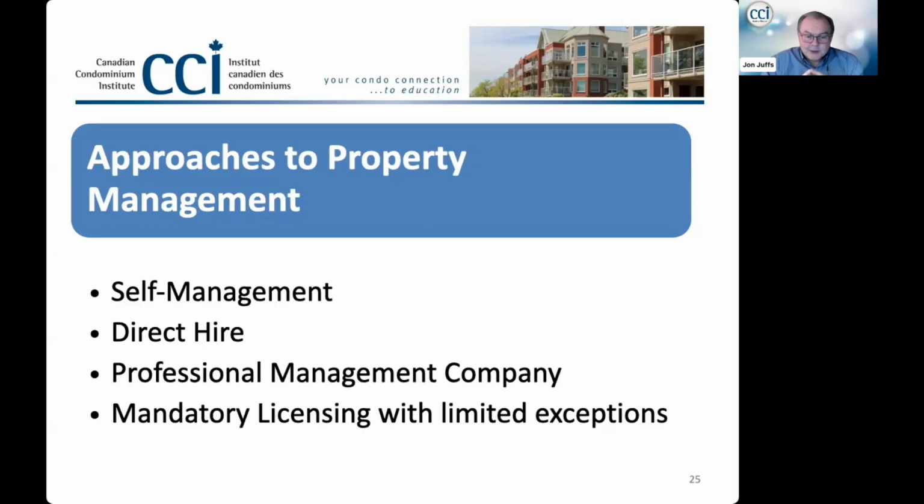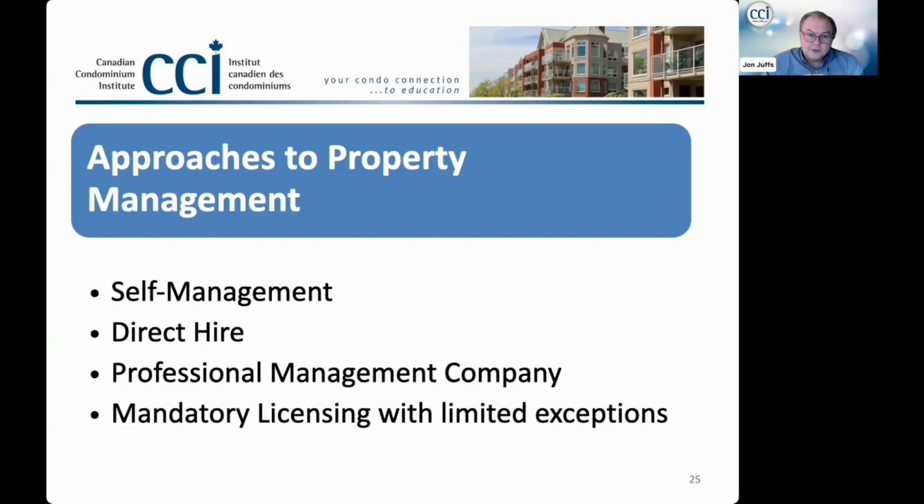The other thing to bear in mind is most professional management firms have on-call emergency services and the ability to react quickly to emergencies that might happen. They always happen at the most inconvenient times, either in the middle of the night or on a long weekend, or both. And so it's important that you have that ability to react to important things for the condominium corporation, and usually management companies are well equipped to do that.